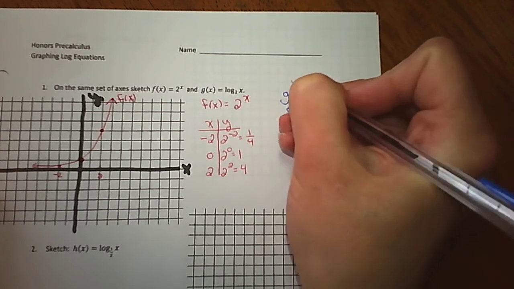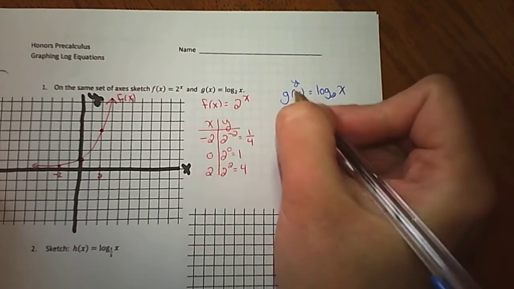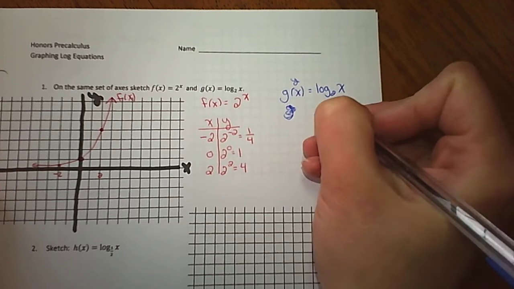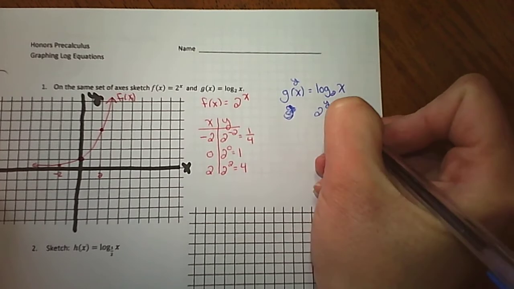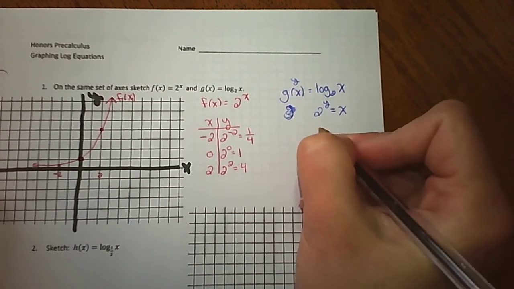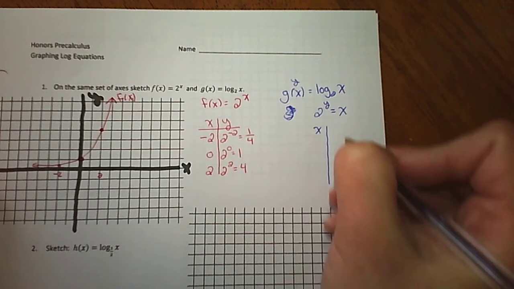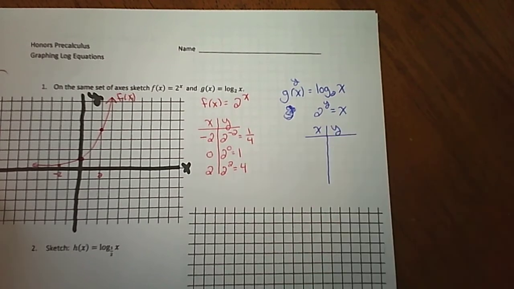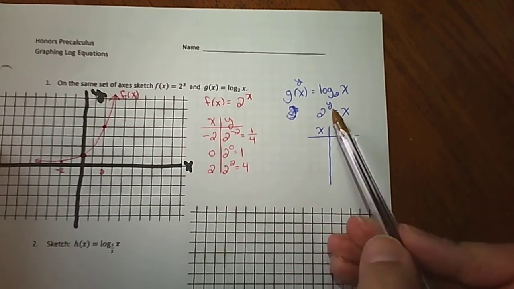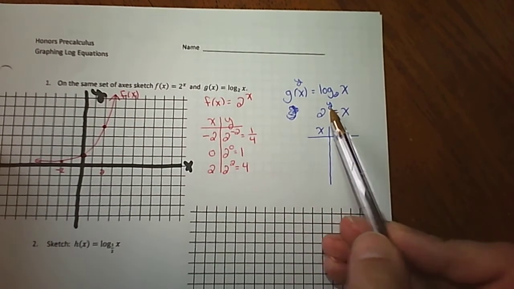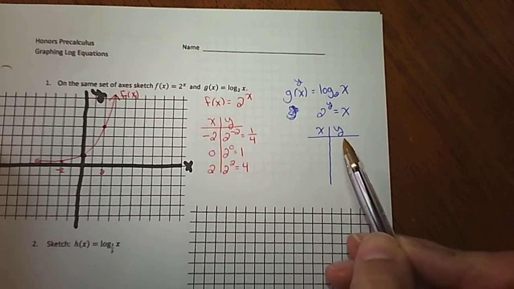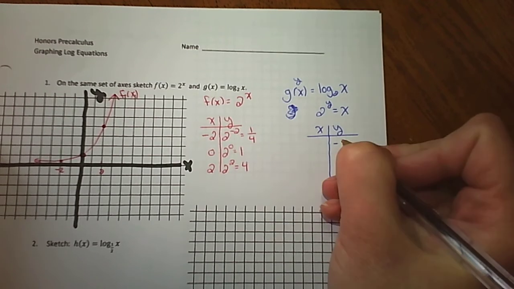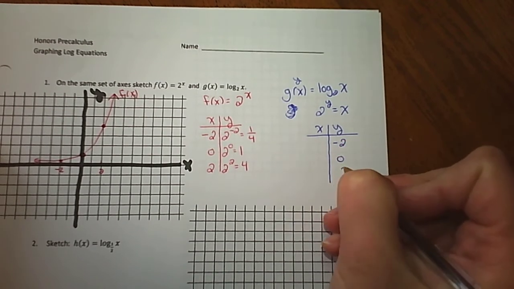G of x you can think of as y, right? So I'm going to rewrite this as 2 to the y equals x. That way, when I make my xy chart, this time notice the exponent is the y value. So I'm actually going to do 3 points, but I'm going to do them over here. I'm going to plug -2, 0, and 2 in.